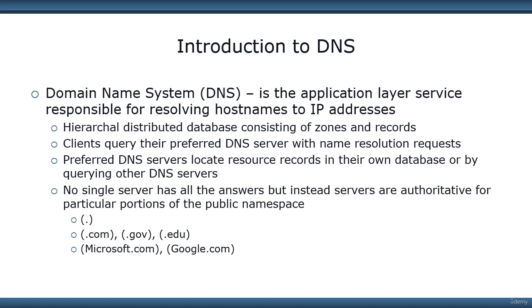Instead, servers are authoritative for particular portions of the public namespace. The top level is the root, and that's represented with a period. Then you have top level domains: com, gov, edu, net, info, biz, cc, on and on we go. We have tons of them now, and those are called top level domains. Second level domains are the Microsoft.com, the Google.com, the eBay.com. Those are registered to individuals or businesses through a registrar, okay? And a part of that domain registration is having a server that's responsible for name queries. Because when there's a query to www.google.com, it's got to be directed to the server that handles that particular domain.